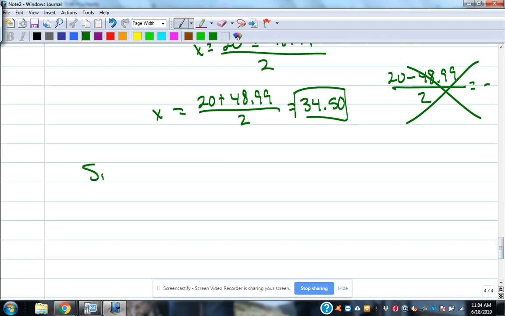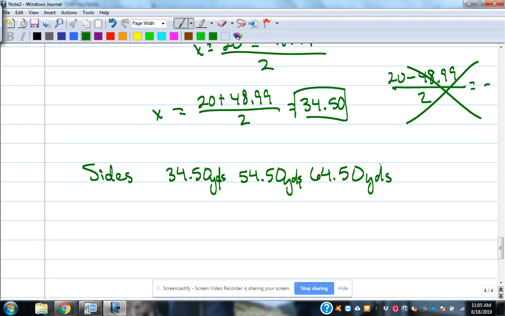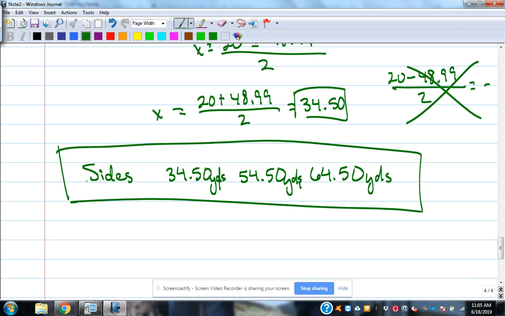So we know the sides are 34.50 for the shortest leg. The longer leg was 20 more than that, so we just add 20 to that. It'll be 54.50. And then the longest side was 30 more than that. That'd be 64.50. Those are all yards. Let me put my measurement there. So long problem, but probably the most difficult of the geometry problems because you got to go through Pythagorean Theorem. Just has a lot of operations to it that you've got to deal with.